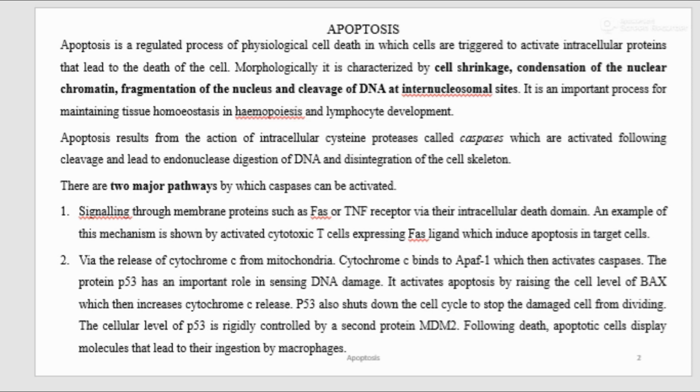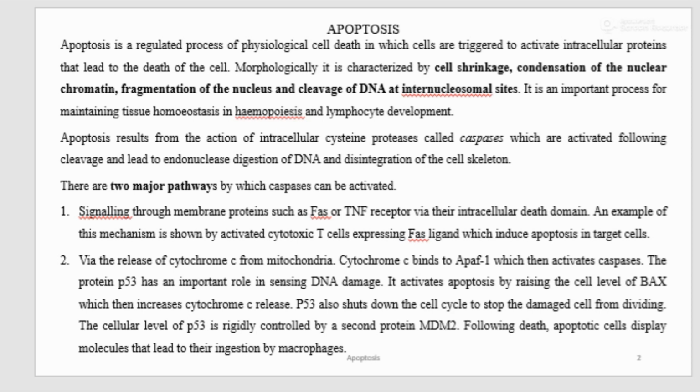Morphologically, the cells which are going to apoptose are characterized by cell shrinkage, condensation of nuclear material, fragmentation of the nucleus, and cleavage of DNA at internucleosomal sites. In apoptosis, generally there is no unwanted debris of the cells which has to be cleared by the macrophages or the other cells of the defense system. It is for maintaining homeostasis in all the systems of the body.